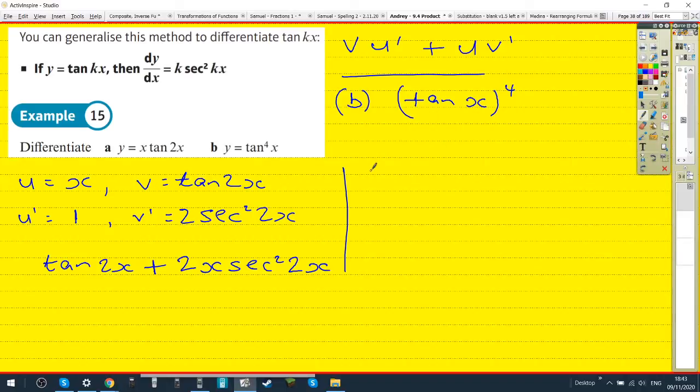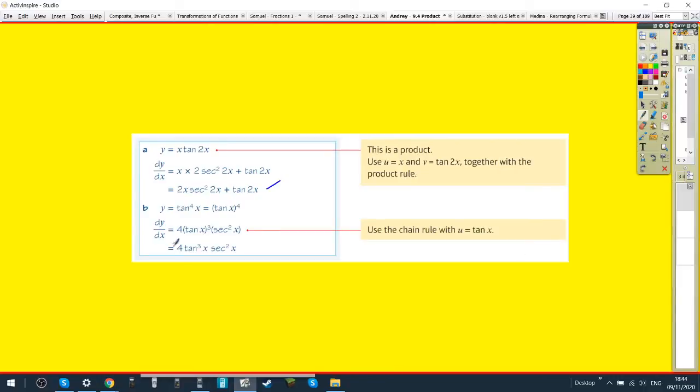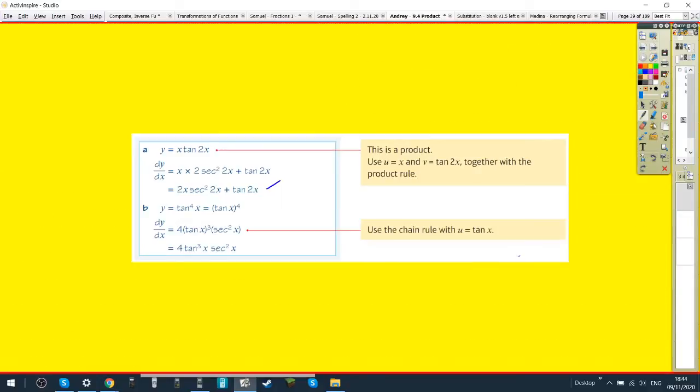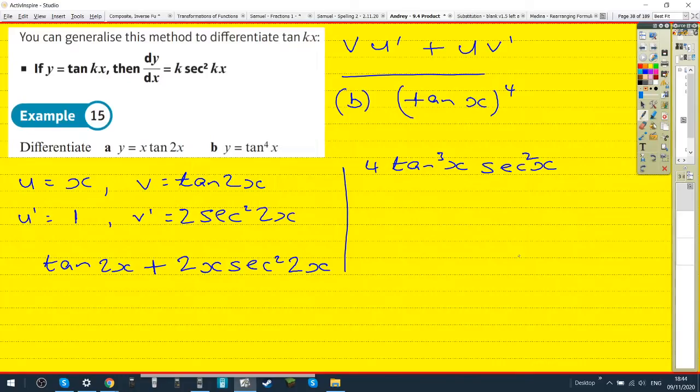4 tan x to the power, 4 tan cubed x, and then sec x. I think that's what it might be. 4 tan cubed x sec x, sec squared. Yes, the derivative of tan x is sec squared x. All right, yeah. Okay, so gotta watch for that. Grand.